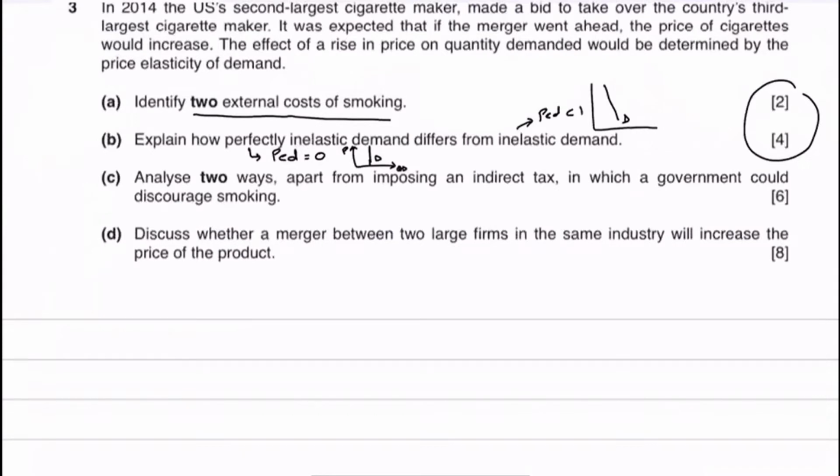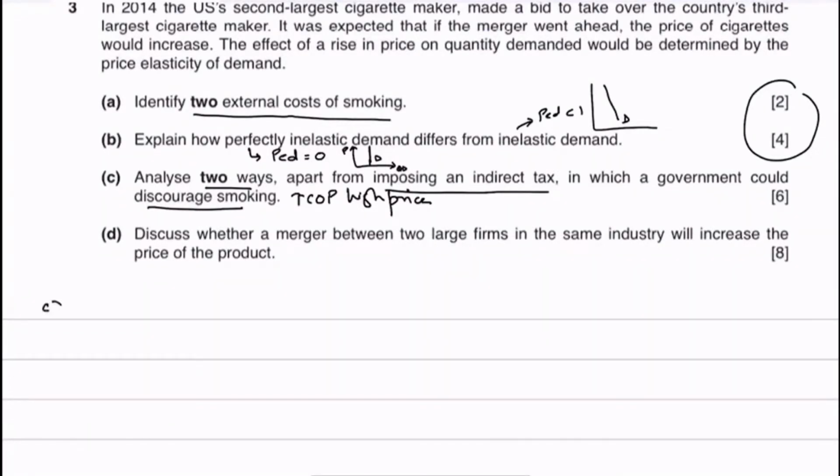Part C says analyze 2 ways apart from imposing an indirect tax in which a government could discourage smoking. So you could say that indirect tax is one of the solutions that can discourage smoking, because indirect tax increases the cost of production for firms, and firms then transfer the higher cost onto the consumer in the form of high prices. And if the prices are high, that would discourage consumers from smoking. But then again, indirect taxes can be ineffective in reducing the consumption of smoking, because the demand is inelastic for cigarettes, right? Since it's an addictive good.